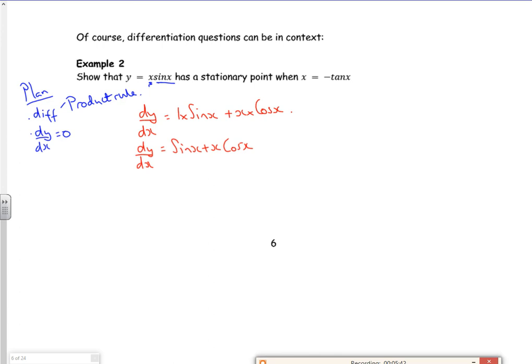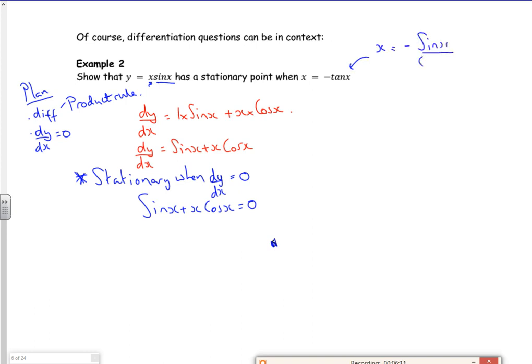Now, with AQA, it's vital that you put statements like stationary when dy by dx is equal to 0, and then write the equation equal to 0 there. Now look what you're aiming towards. I'm aiming towards x equals minus tan x. So I'm aiming towards x equals minus sine x over cos x. If that cos was up there, it would be like an x cos x is minus sine x. And you can see, just from thinking that through, that if I work backwards on them steps, I can get from the sine x plus x cos x to what I want.